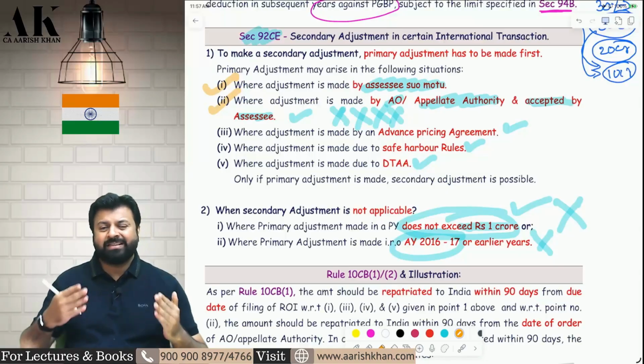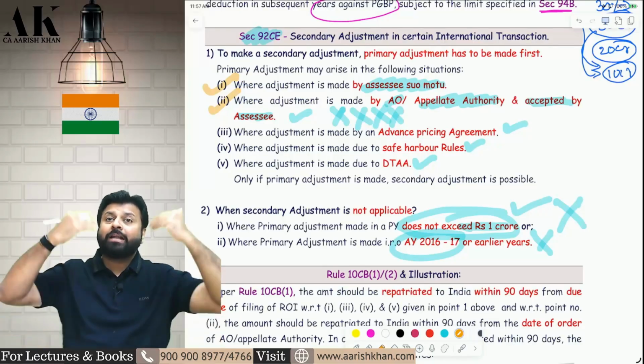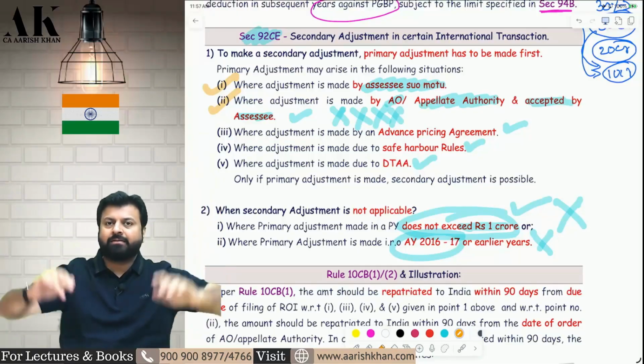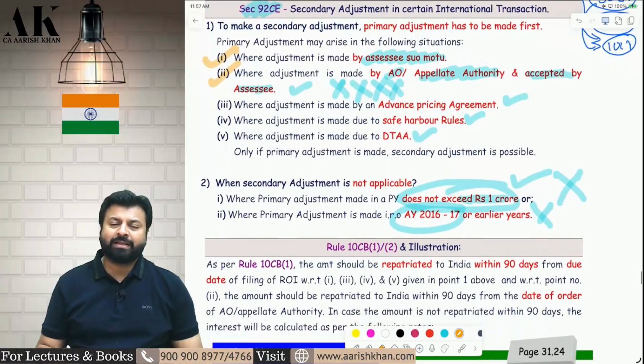What is primary adjustment? It is nothing but the difference between your actual price and the arm's length price. Actual royalty paid is 150 crore. Arm's length royalty is only 100. So you are paying an extra 50 crore. Add back. That extra 50 crore will be called a deemed loan if you don't bring back the money within the specified time. So within how much time do you have to bring back that money?